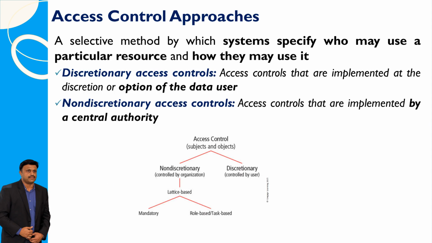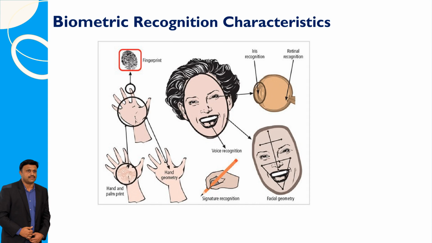Access control approaches encompass various methods through which systems determine who can access a specific resource and under what conditions. Discretionary access controls operate based on the choice of the data user, while non-discretionary access controls are enforced by a central authority. Biometric recognition utilizes unique physical or behavioral traits for identification, including fingerprints, iris patterns, facial features, voice characteristics, and behavioral traits like typing rhythm. Each characteristic offers different levels of accuracy and susceptibility to spoofing, making them suitable for various applications and security needs.